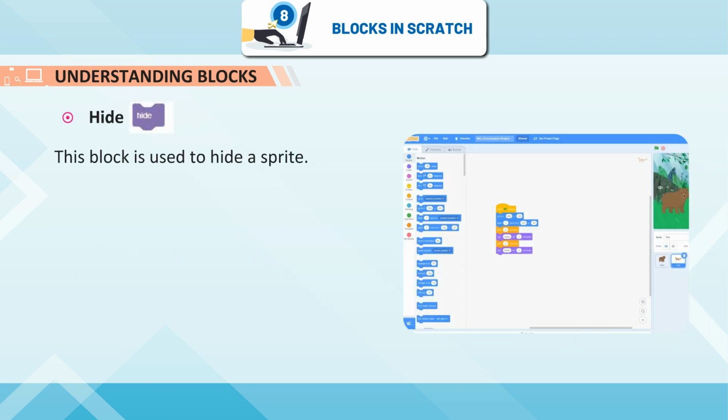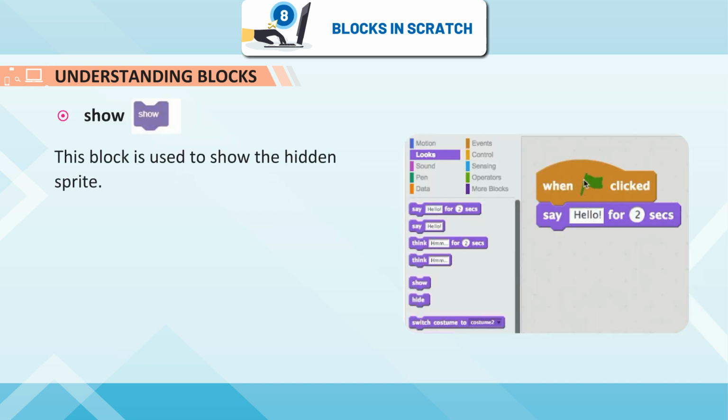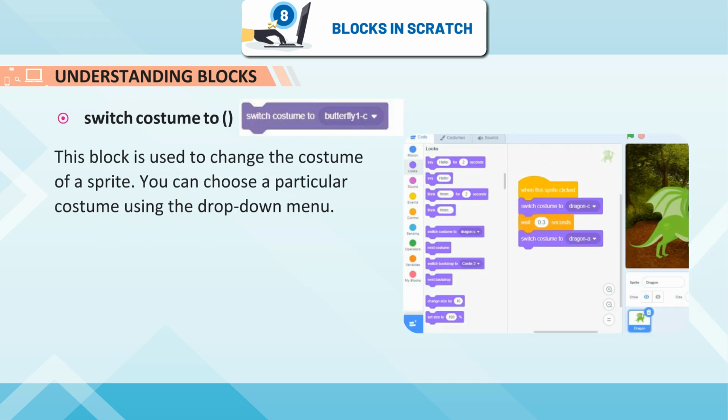Hide. This block is used to hide a sprite. Show. This block is used to show the hidden sprite. Switch costume to. This block is used to change the costume of a sprite. You can choose a particular costume using the drop-down.